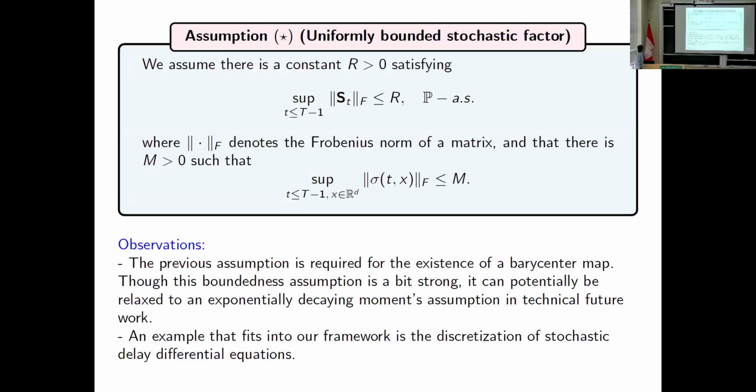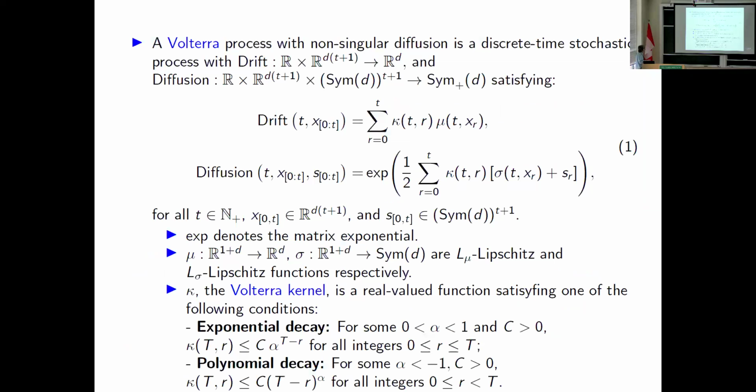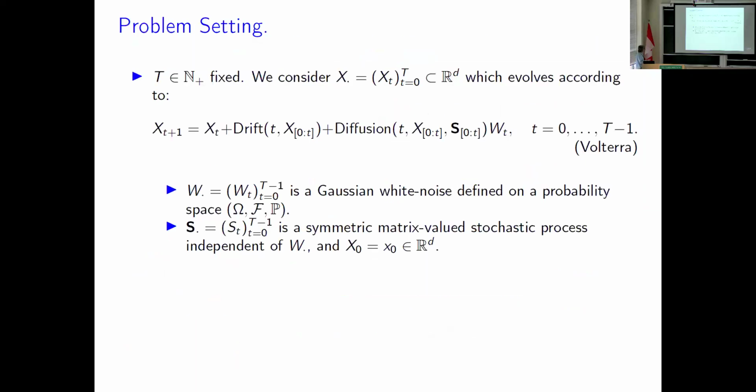And this assumption is required for the existence of the barycenter map. We will see that when we do this projection, we are going to leverage some existing results by Sturm. Basically, we need to impose this uniformly bounded assumption on the stochastic factor. Remember that the stochastic factor is the S that enters in the diffusion.